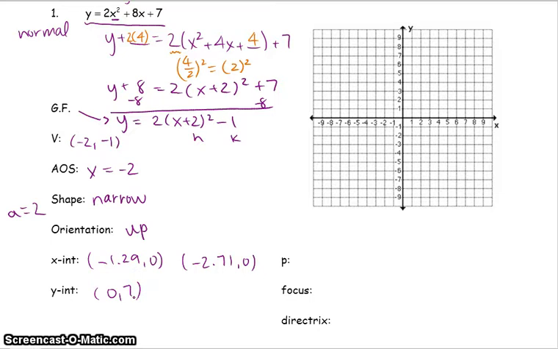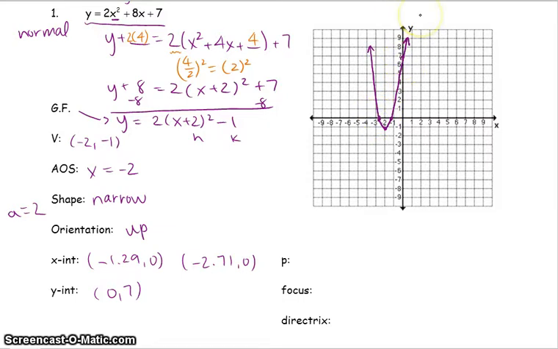Okay, so now let's graph everything that we know so far. So we have a vertex of -2, -1, and we have our x-intercepts of negative 1.29 and negative 2.71, and we have our y-intercept of 0, 7. Okay, so let's connect these points. Oops, I'm going to redo that. Here we go. So we have our points here.